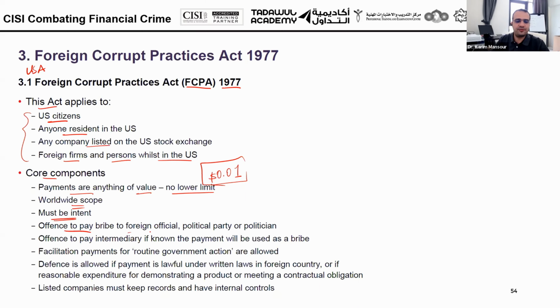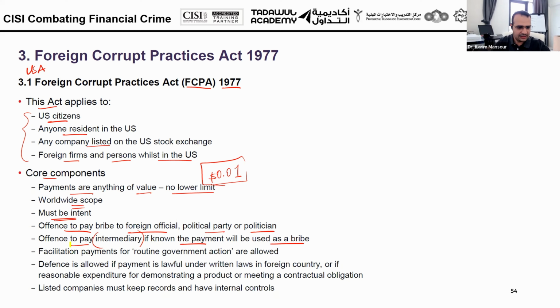It is an offense to pay a bribe to a foreign official, political party, or a politician. It is an offense to pay an intermediary if known that the payment will be used as a bribe. So even if you've not bribed that politician directly, if you've given that money to somebody else, and you know that money is going to reach the politician somehow, or that money is going to be used to bribe the politician somehow, that is still an offense.